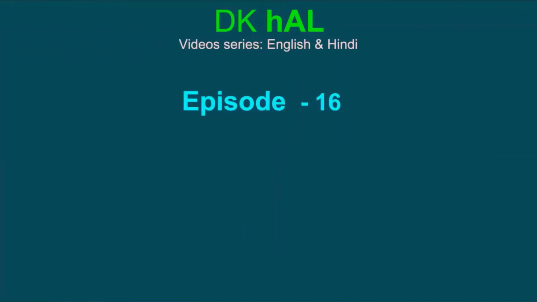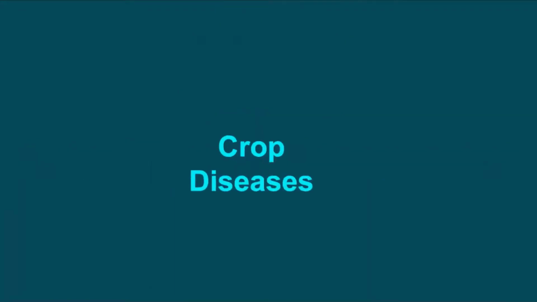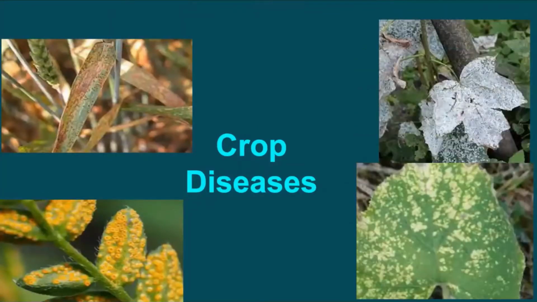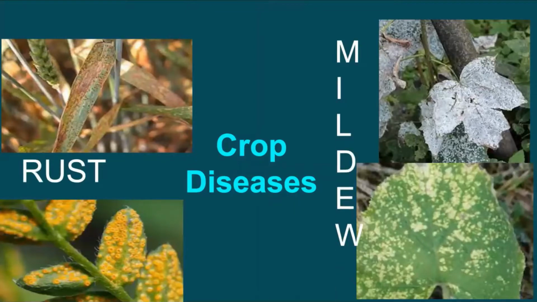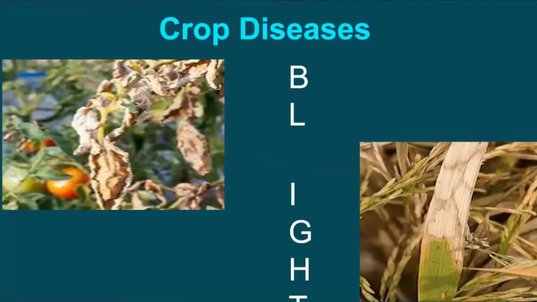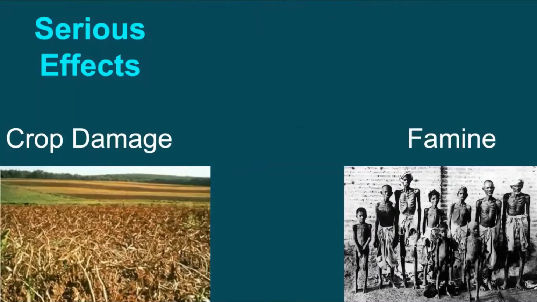Namaskar and welcome to the 16th episode of video series DK's Hal. In this episode, apart from discussions on crop diseases, field experience with special emphasis on profitable farming is to be shared. Friends, we all are aware of crop diseases, but did you know that plants were affected by diseases even 250 million years ago? Diseases such as rusts, mildew, and blights have not only caused hunger and starvation, but even caused famine since the dawn of recorded history.